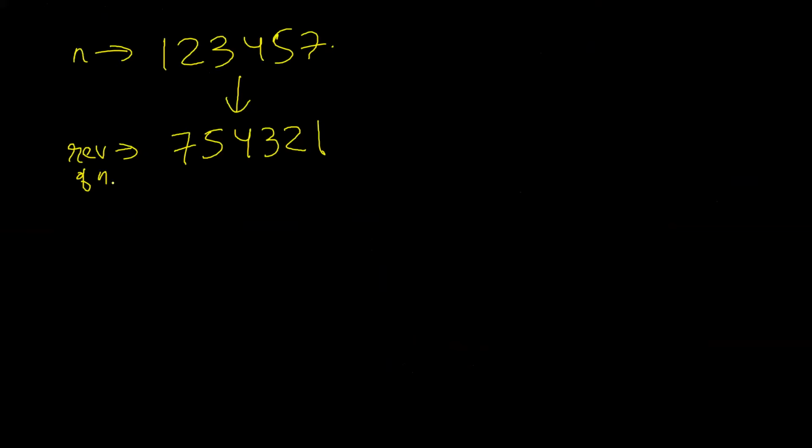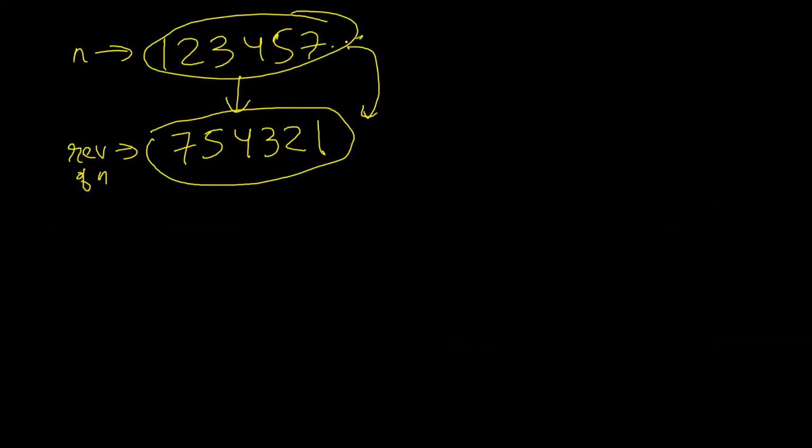So you just need to compare. You just need to generate the reverse of a particular n, and compare whether both are the same or not. So, if at all I have something like 1, 2, 1, 3, 1, 2, 1, the reverse of this is also 1, 2, 1, 3, 1, 2, 1, right?